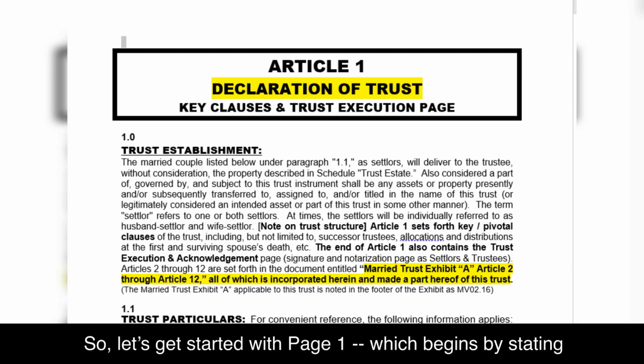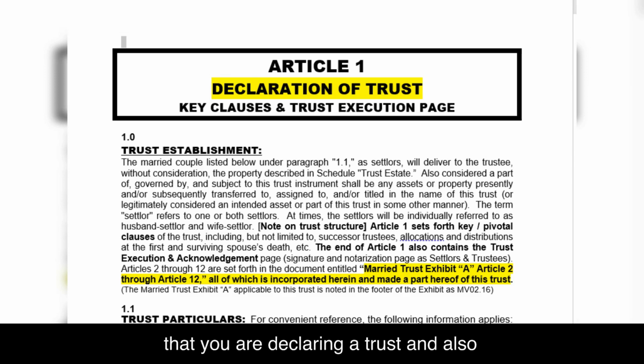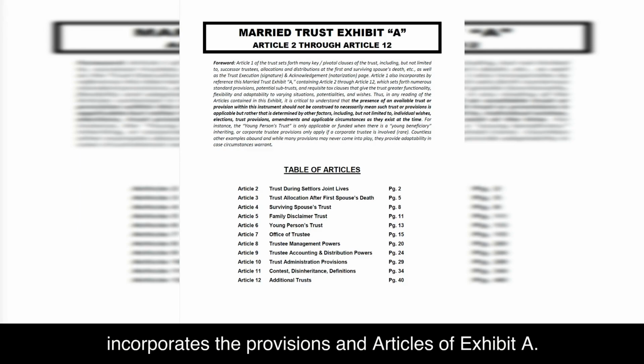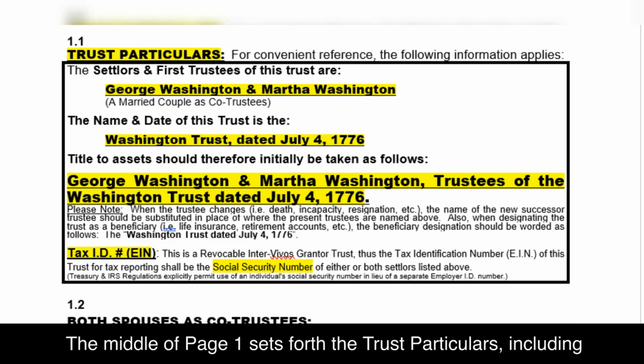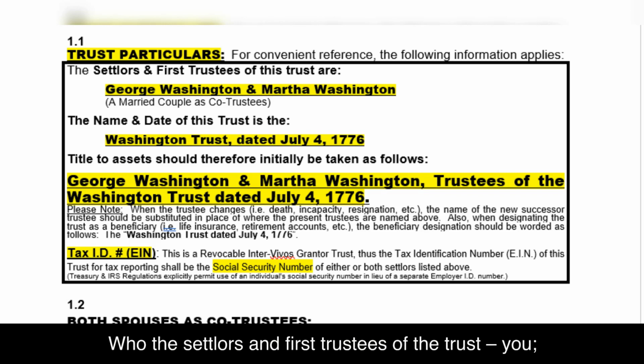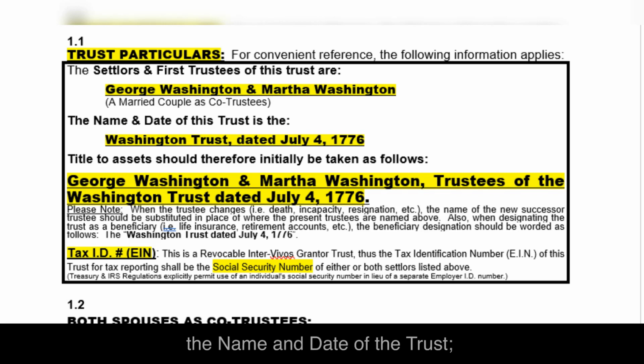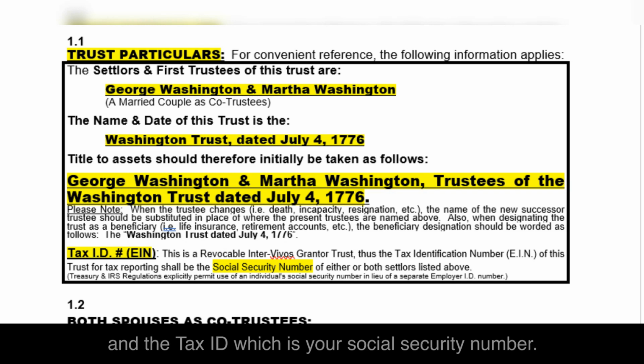So, let's get started with page 1, which begins by stating that you are declaring a trust and also incorporates the provisions and articles of Exhibit A. The middle of page 1 sets forth the trust particulars, including who the settlors and first trustees of the trust are, the name and date of the trust, how title to assets should be held, and the tax ID, which is your social security number.